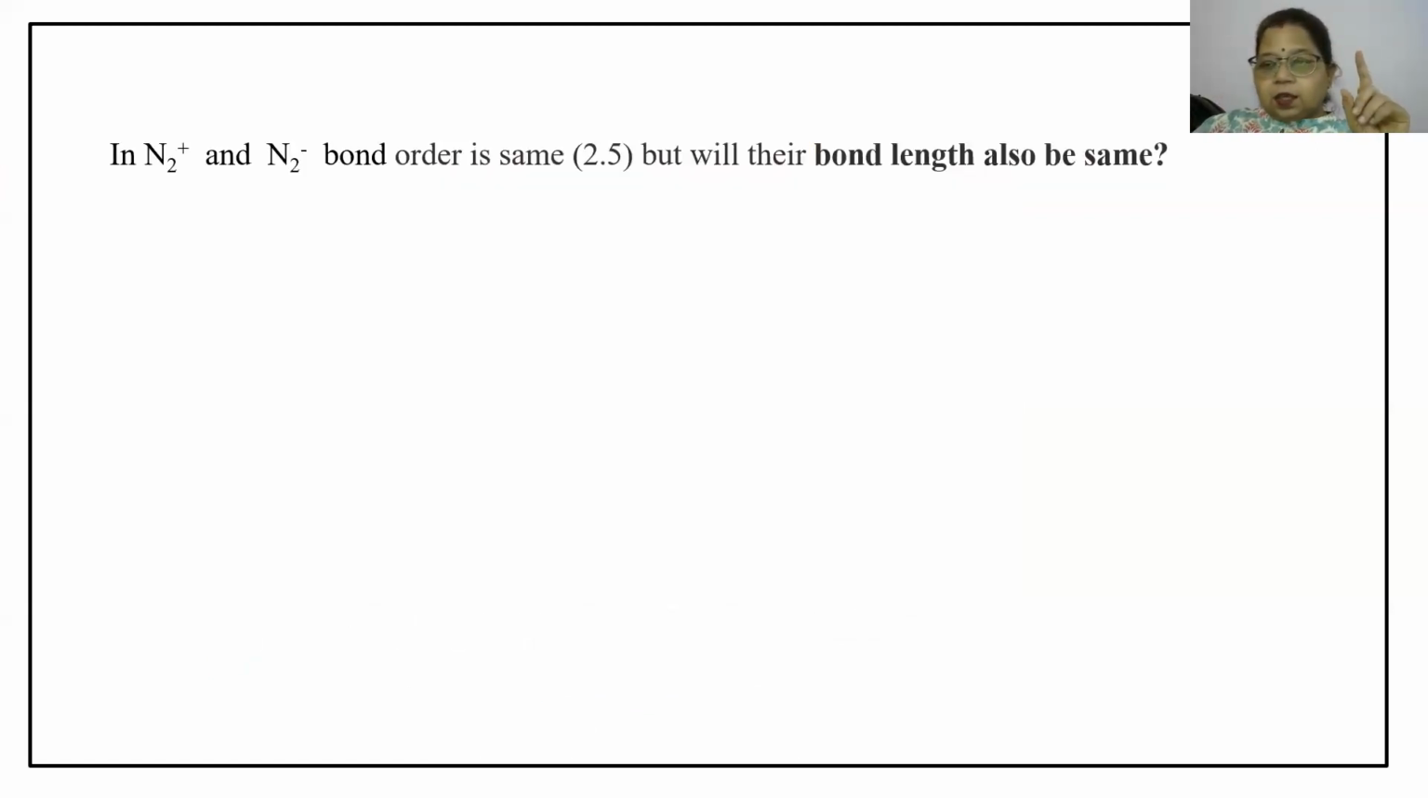Now, as you have seen, N2 plus 1 and N2 minus 1 both have the same bond order, that is 2.5, right? Does that mean their bond lengths will also be the same? Any idea, Shweta?